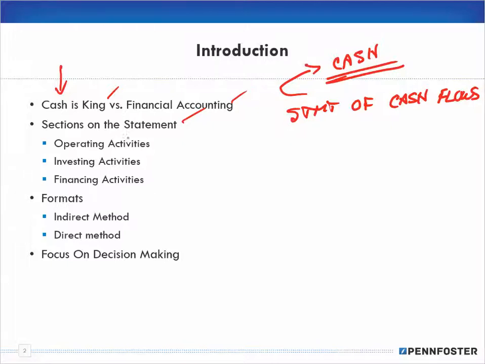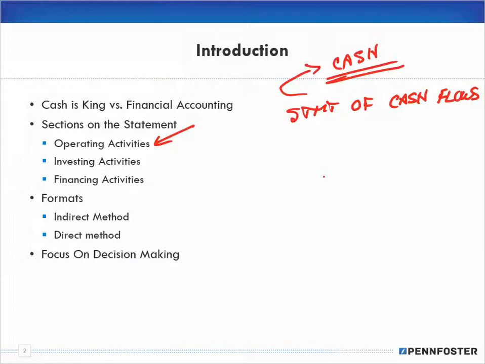Now, operating activities, investing activities, and financing activities are the three sections that businesses are generally made up of. Operating activities, keep this in the back of your head: you're producing the product and selling it. You're performing the service and getting paid for it.